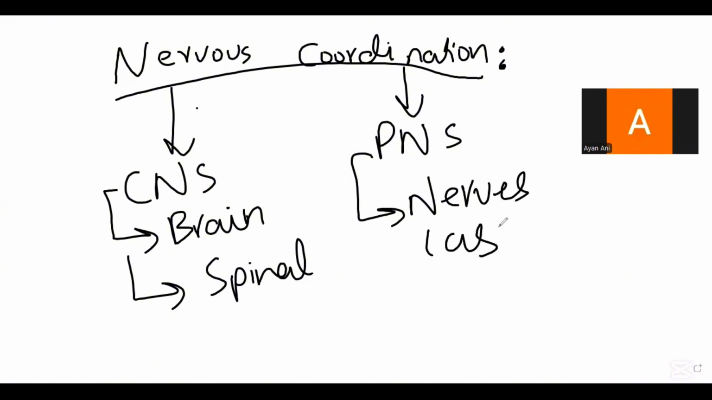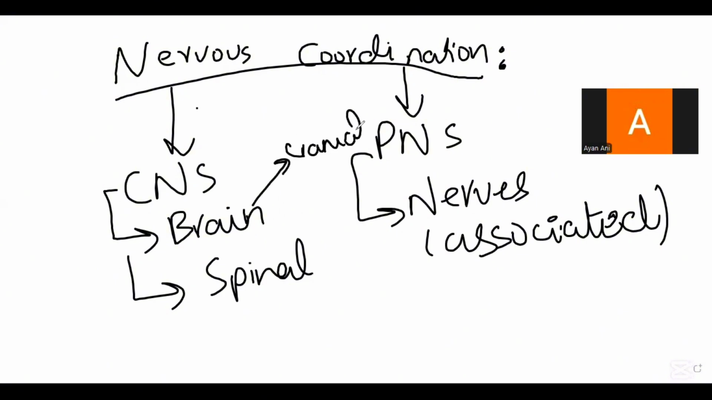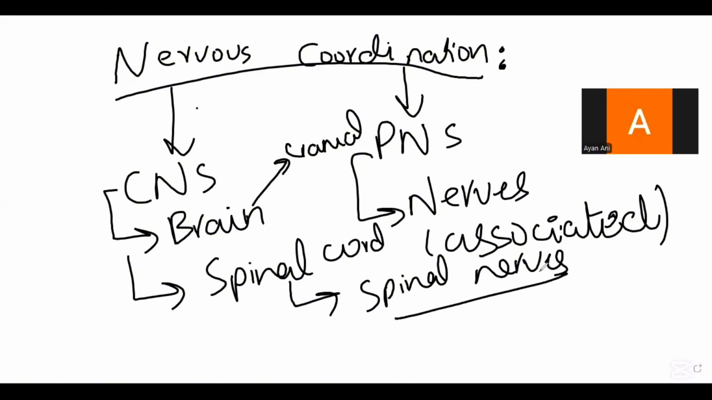You could say associated nerves. If we further define the peripheral nervous system, the nerves which are attached to the brain are called cranial nerves, and the ones which are attached to the spinal cord are called spinal nerves. Okay, so this is the basic classification or organization of the nervous system.